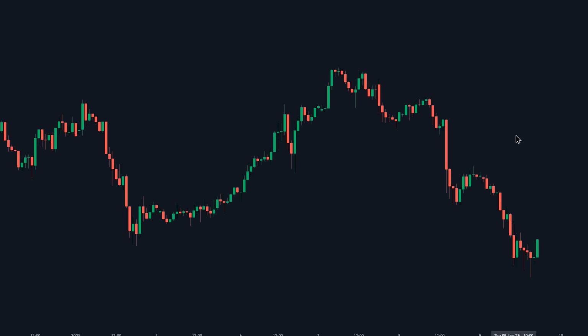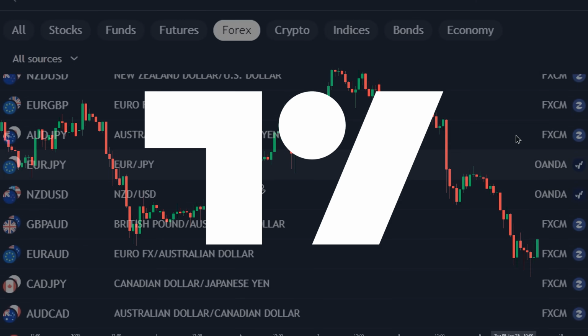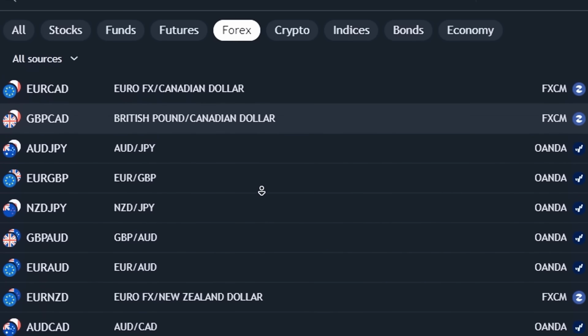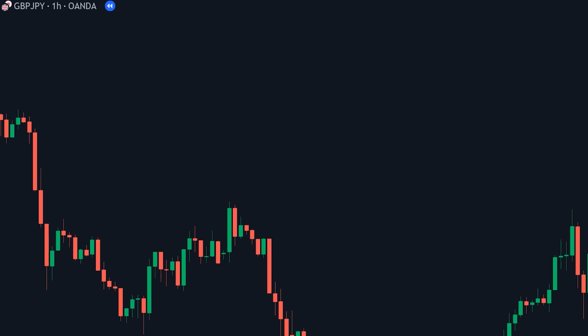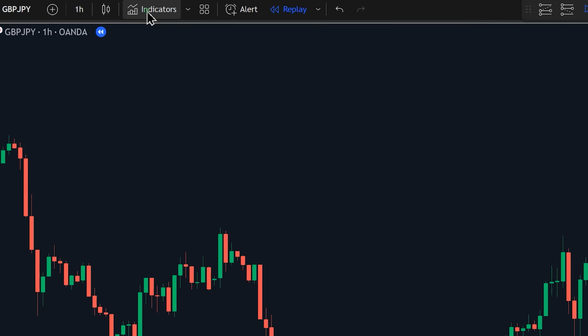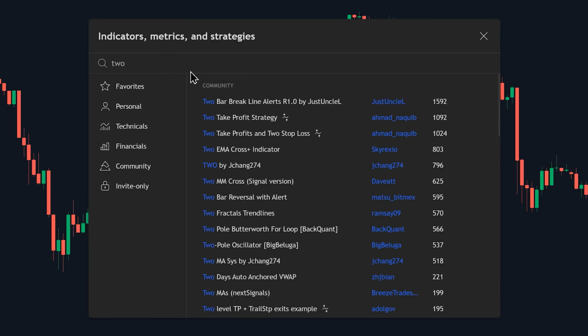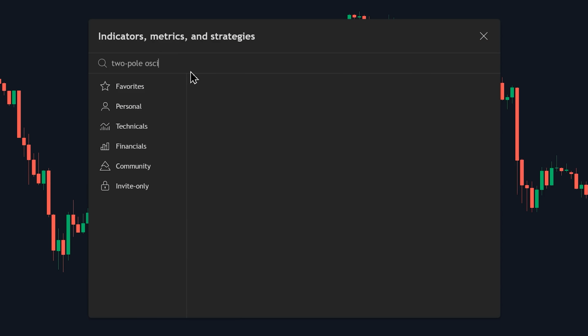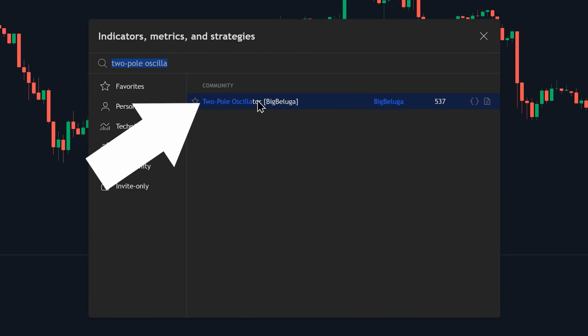Let's get into it. Now, to add this indicator to your chart, you want to go to TradingView and then open any trading security that you like in any time frame. For me, I'm going to be using the 1 hour time frame of GBP JPY. And then you want to click on indicators and type in 2-pole oscillator. And it's going to be this one by Big Beluga.